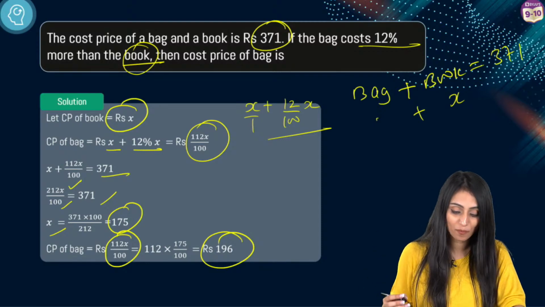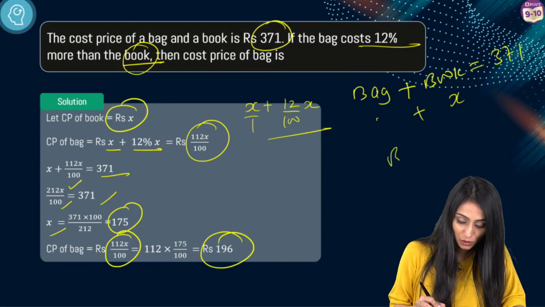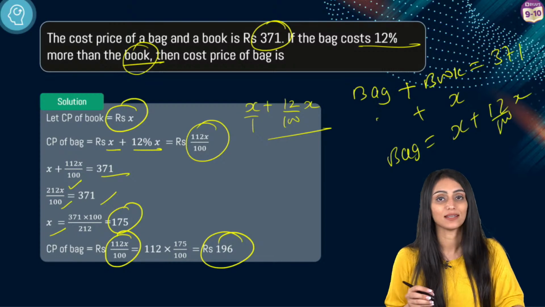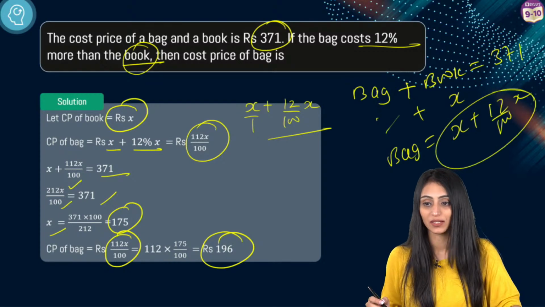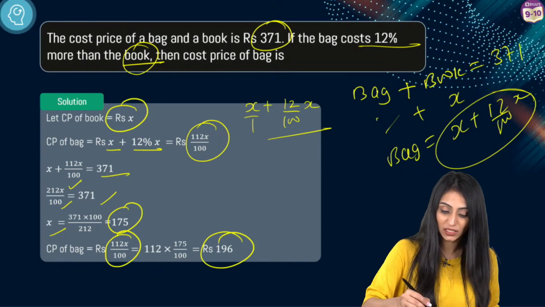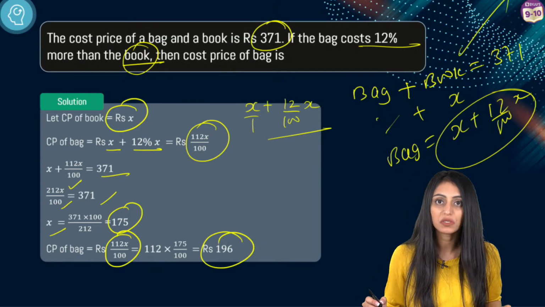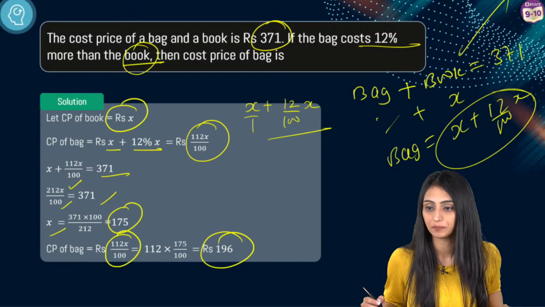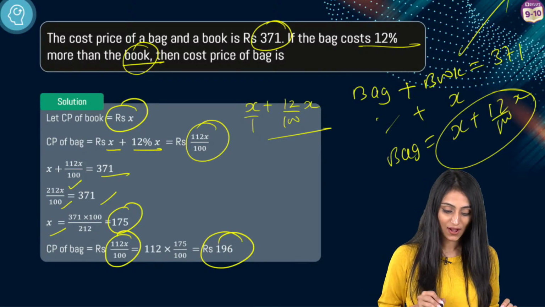So to get the cost of the bag, I'll first find out the cost of the bag. That's going to be X plus 12% of X. Whatever you get, then you put here. Right? This is the way to solve these kinds of questions. First, write down the given information. Trust me, this way you will easily be able to get to the answer. Crystal clear? Yes, Bishal, right. Alright, let's move ahead.